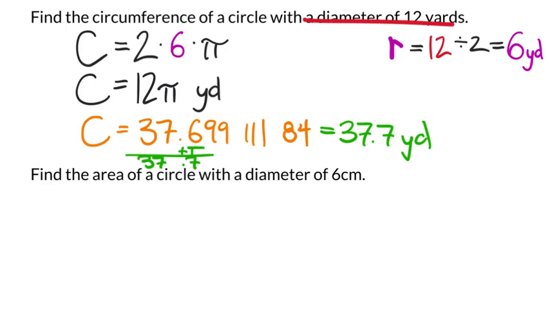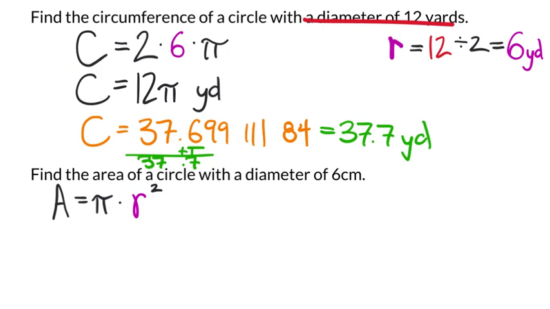Again, we have 2 answers here. We have the answer in terms of pi, 12 pi, or we have the answer as a decimal, 37.7 yards. So that's the first one. Next up, they say we want the area. Okay, no problem. Area formula is pi times the radius, and we've been doing it radius to the power of 2. So radius to the power of 2 like this.